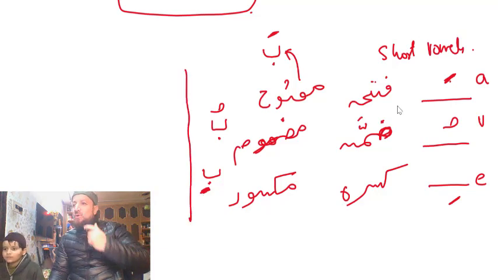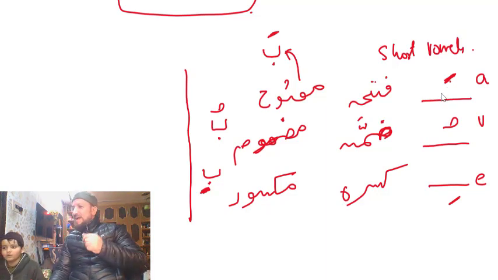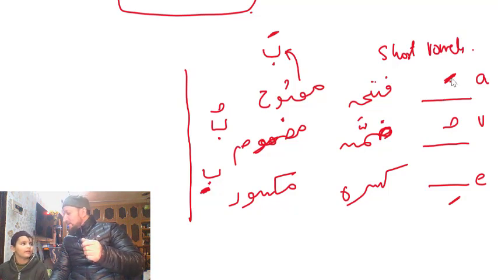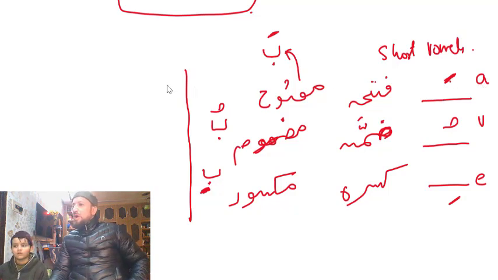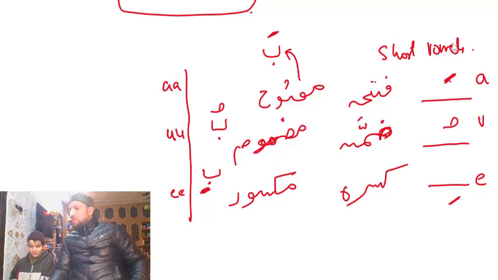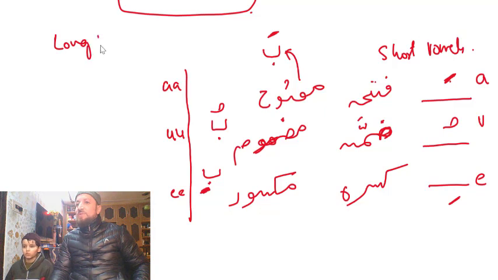Now if you elongate them, if you extend them, if you make them double, that is 2 times A, or 2 times the oo sound, or 2 times the E sound. So if you extend the short vowels, they become the long vowels.